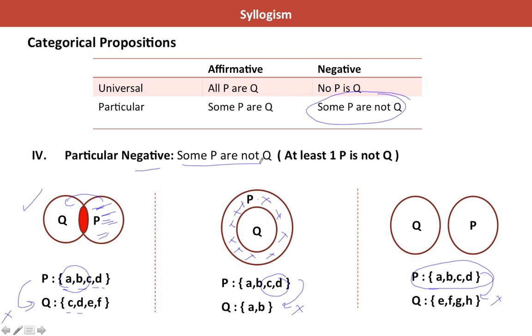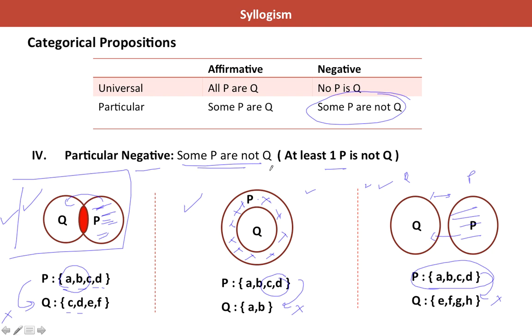So this satisfies this condition, some P are not Q, so this is also correct. And then I have P entirely different from Q. So here no element of P is the same as that of Q. So I can here again say that at least one P is not Q. So this is also correct. But again, generally we will use this diagram here, and the other two are just possibilities.